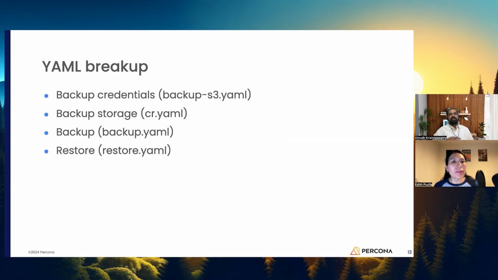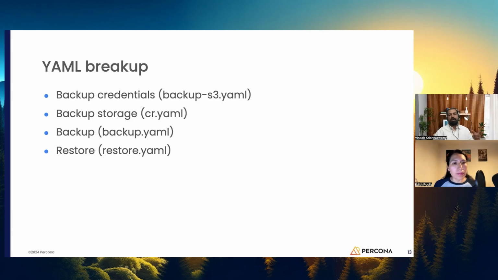And see, for these backup setups, I have listed these four things. That is, you need to have backup-s3.yaml. That is where you store the credentials of your S3 bucket, whether it is in AWS or GCS or the other S3 compatible ones. You have to store these credentials here, and you need to specify the storage details, the bucket details, the region details of the AWS, everything you have to mention in this cr.yaml.